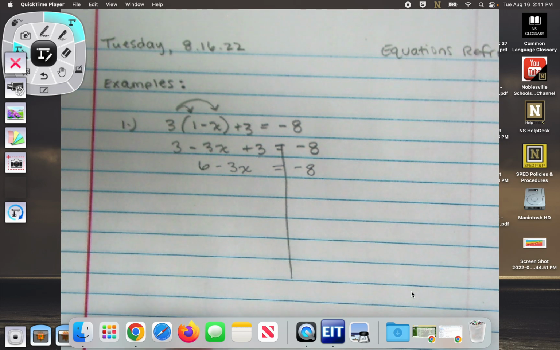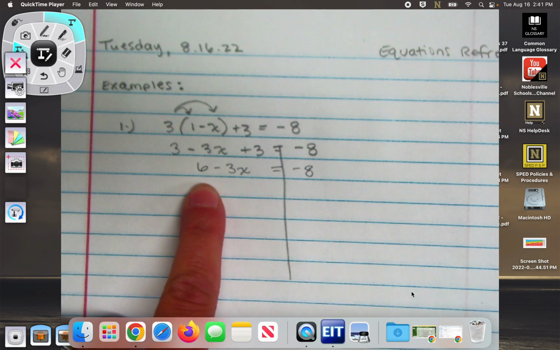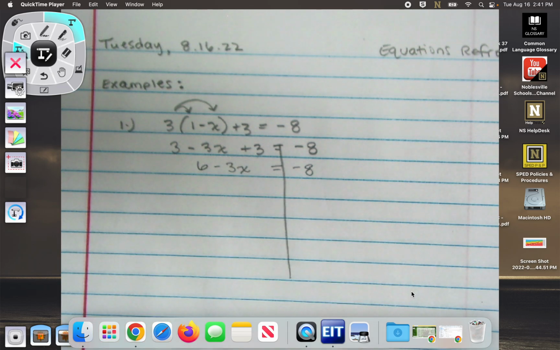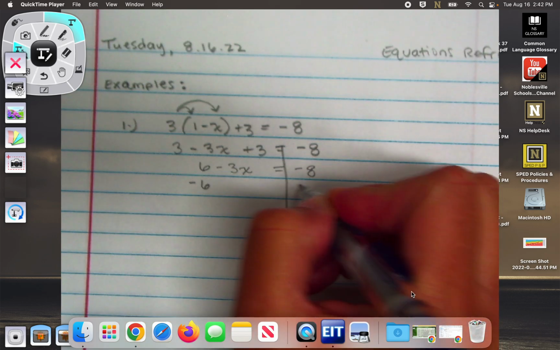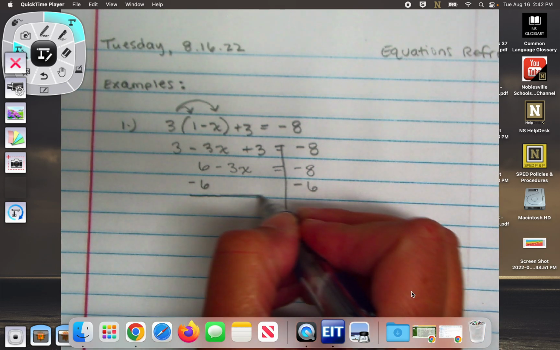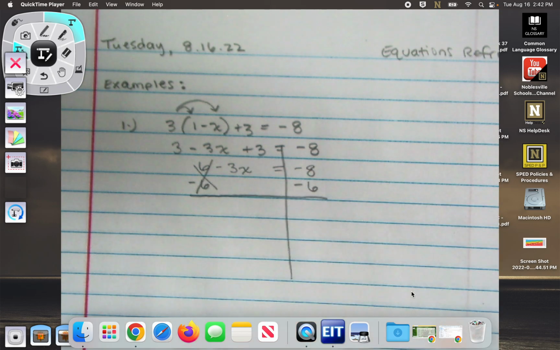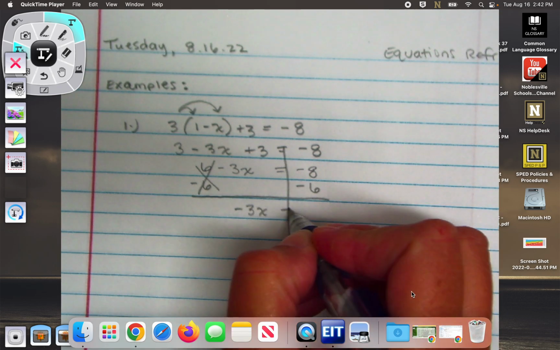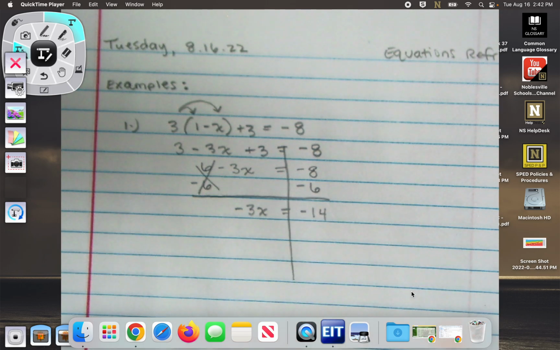How did you know you were supposed to subtract this 6? Because it's positive, so you do the opposite of whatever that value is. So I'm going to subtract 6 from both sides. I'm going to cross this out because now it's gone. I'm left with negative 3x equals negative 14.